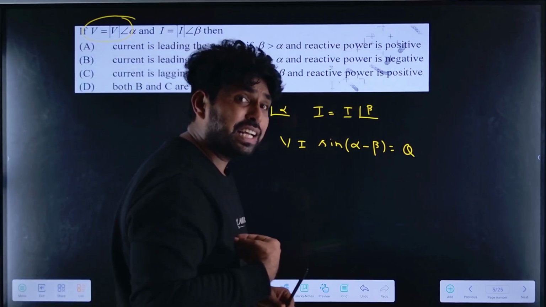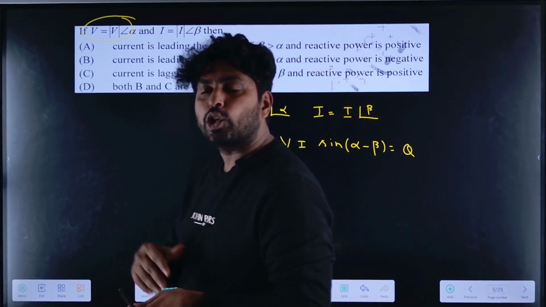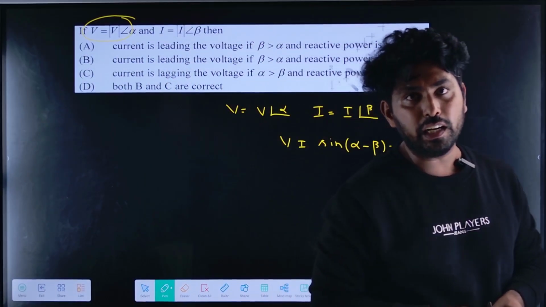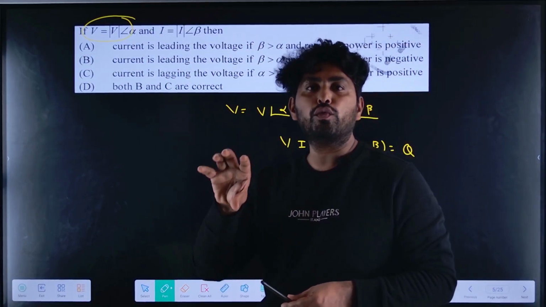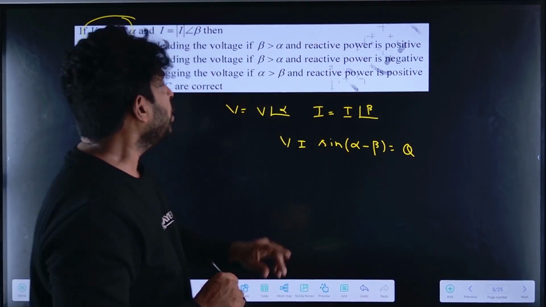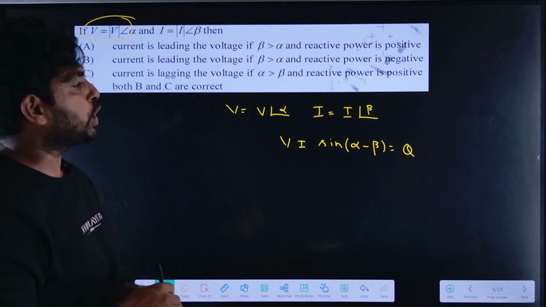As we know, apparent power S is equal to V into I. Active power equals VI cos phi, where phi is the angle between voltage and current. Reactive power equals V into I into sin phi. From that we have applied. Now let us see which option is correct.